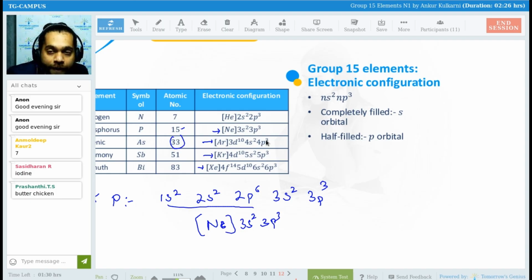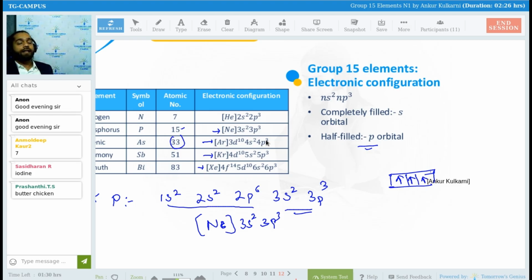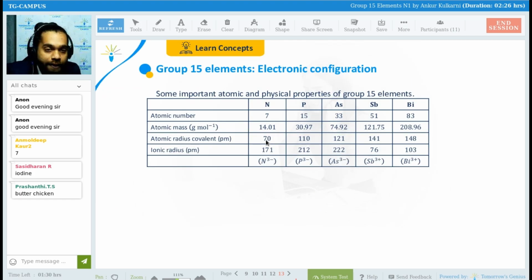Now your s orbital is completely filled. For example, look over here, 3s2, and your p orbital is half filled. We have 3p orbitals, and each of them includes 1 electron. So in group 15, the nitrogen group, your p block is completely half filled. Then let us do some important properties.